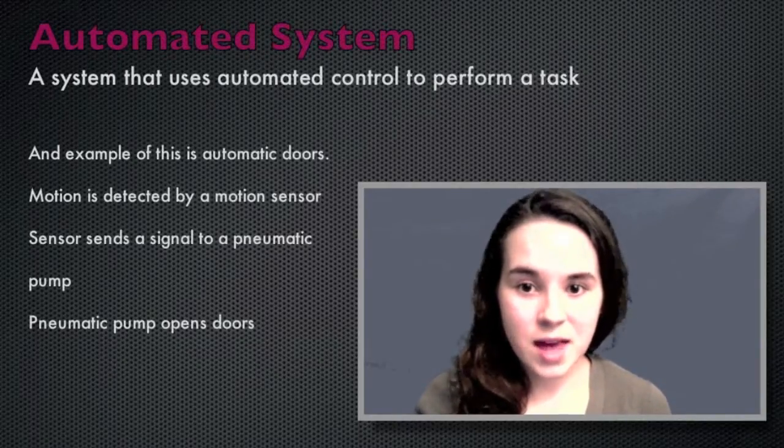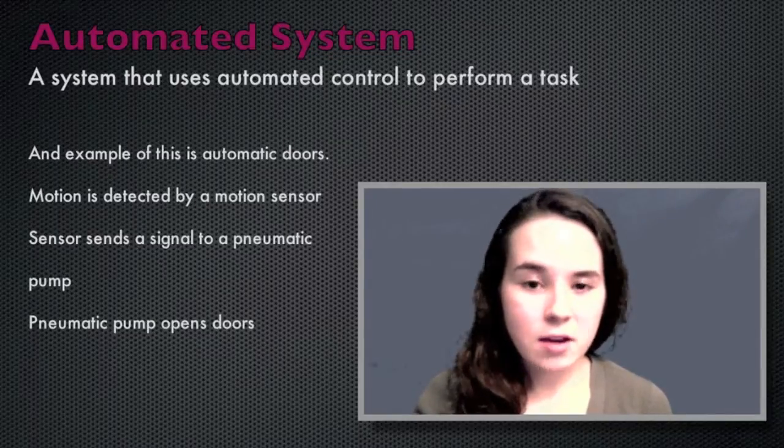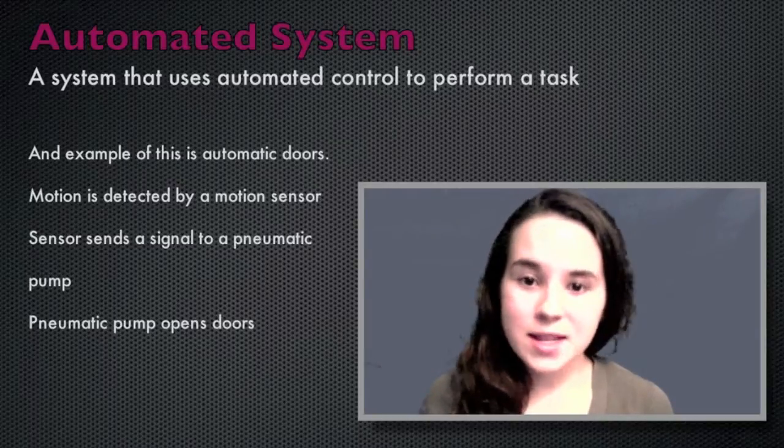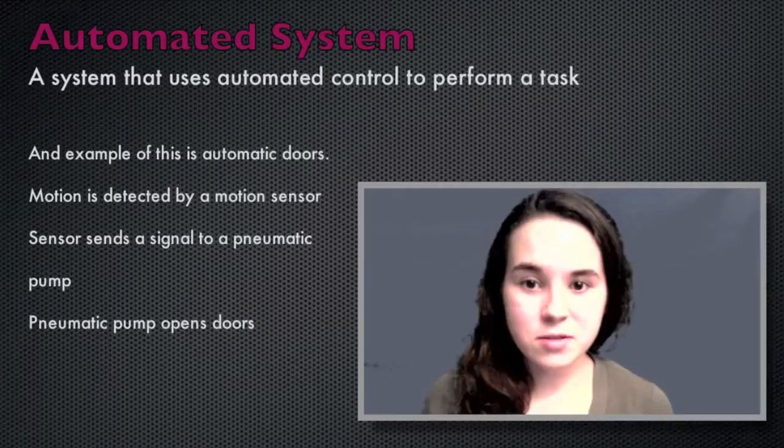Using this automated control in a system to perform a task is what an automated system is. An example of this is automatic doors. In automatic doors, motion is detected by a motion sensor. This sensor then sends a signal to a pneumatic pump. The pneumatic pump opens the door.